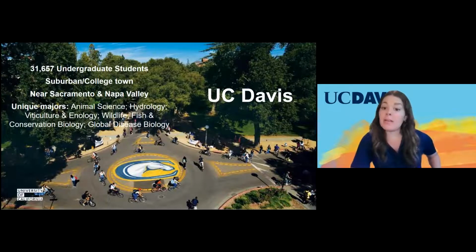Some unique majors are animal science, one of the biggest, that and plant science are our most popular majors, hydrology, viticulture and enology, wildlife fishing conservation biology, and global disease biology. So you can kind of see some similarities there with those unique majors. Definitely an ag school, that's where the strengths are going to lie.